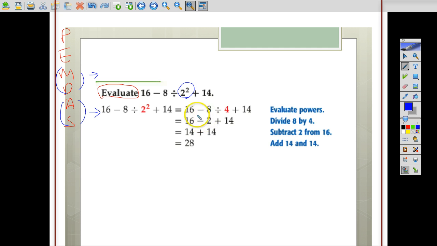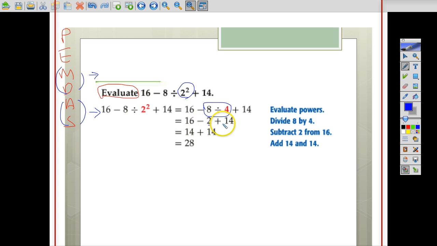Next I have 16 minus 8 divided by 4 plus 14. When it comes to minus, divide, add, division is the next thing you're going to do, because multiplication and division come before adding or subtracting. So I'm going to divide first. 8 divided by 4 became a 2.